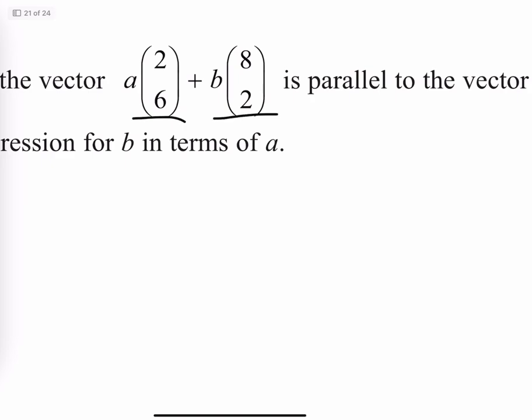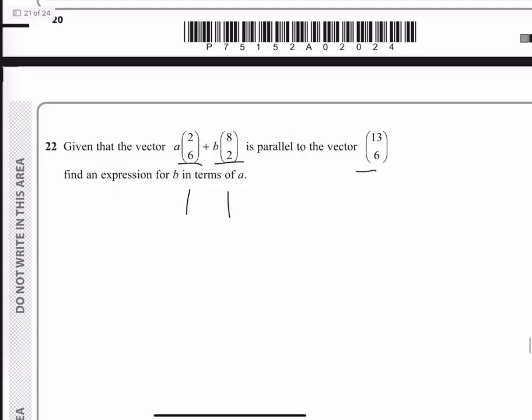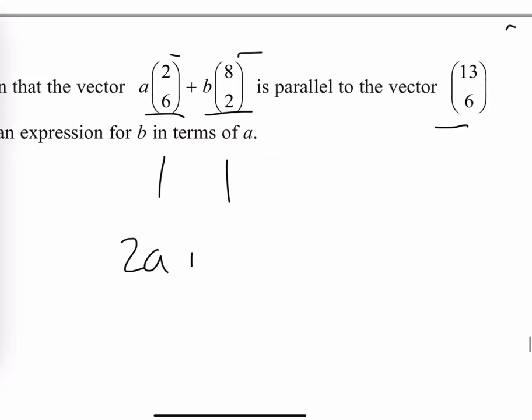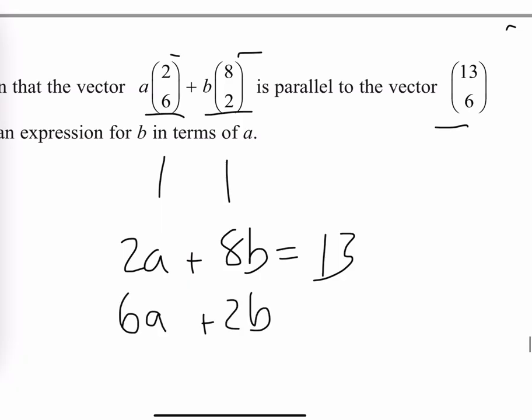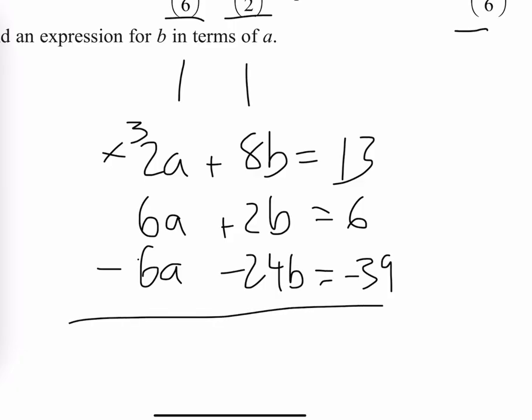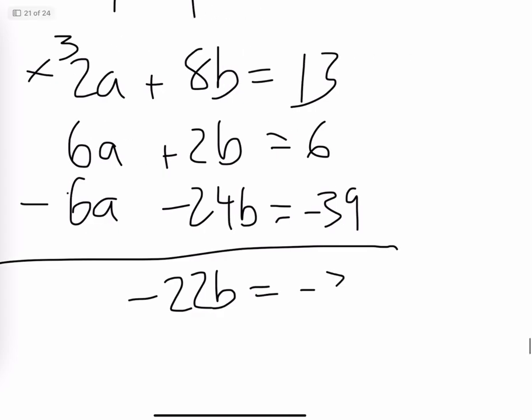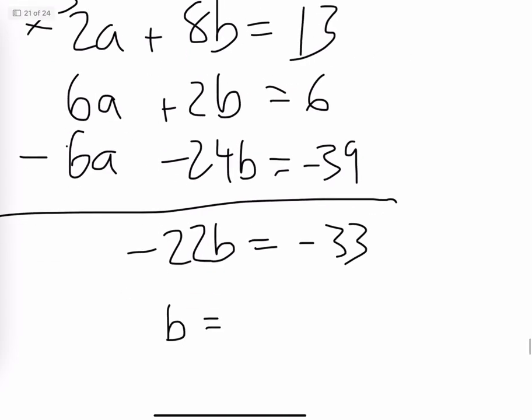Okay, so some of these has to be parallel to this. So we need, I'm just going to make these equal, and that's good enough. So we need 2a plus 8b equals 13, and we need 6a plus 2b equals 6. If I times this one by 3, I get minus 3 actually. I get minus 6a minus 24b equals minus 39. We add these together, and we get 0a, which is useful, minus 22b equals, what, minus 33? So that would give me b equals 3 over 2.